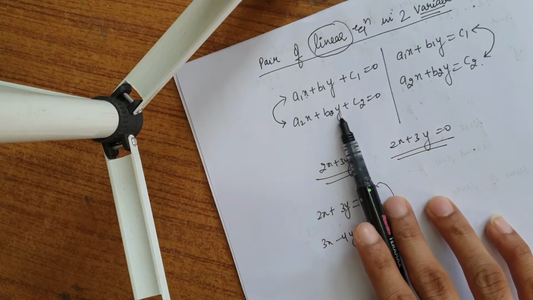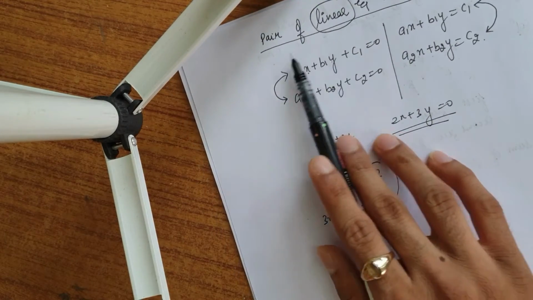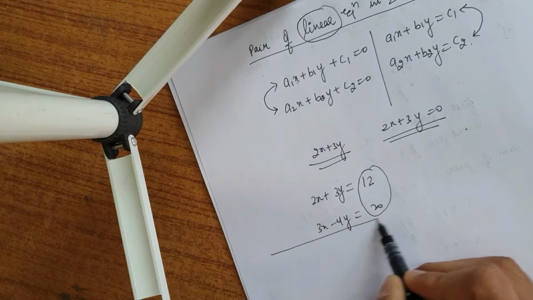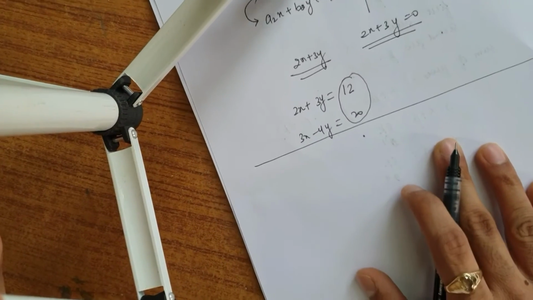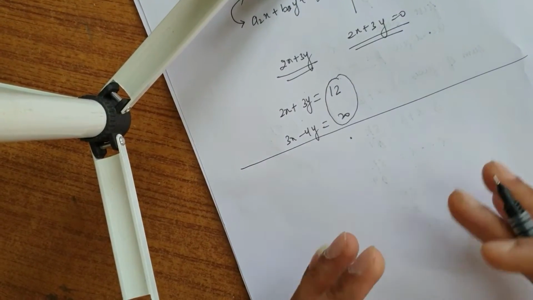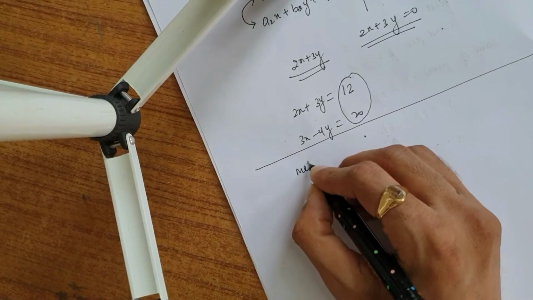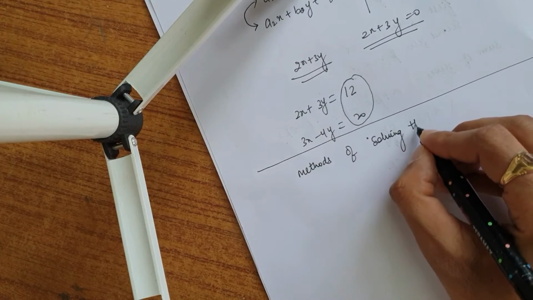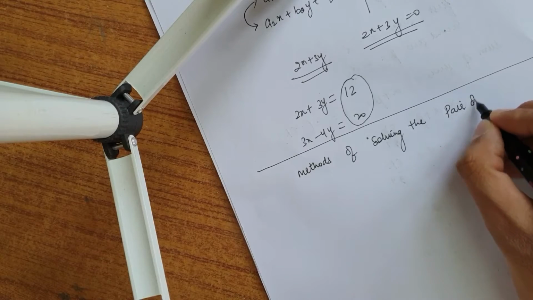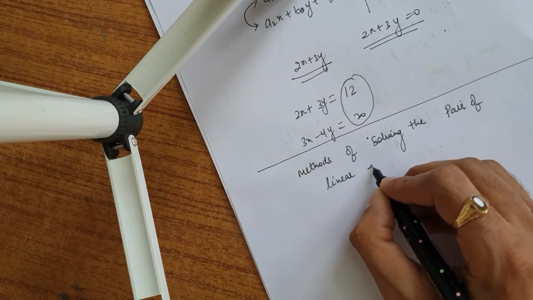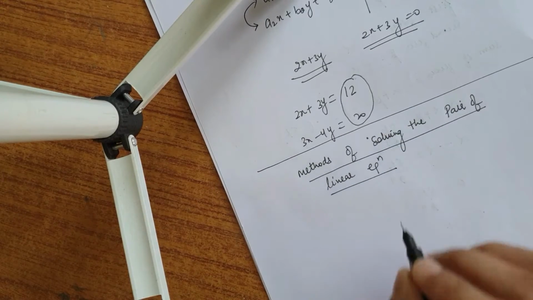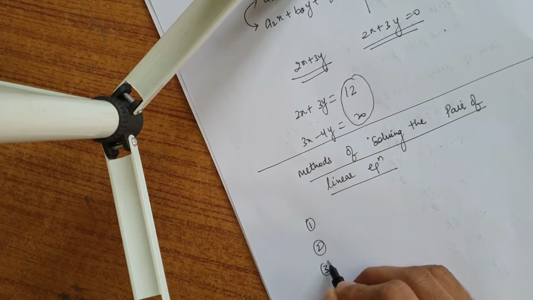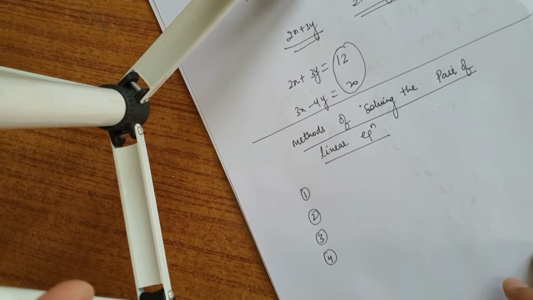What is the basic funda? What we will do here is solve the pair of equations and we'll get a solution. Generally, there are 4 methods of solving the pair of linear equations. So let me write that: methods of solving the pair of linear equations. So in all, children, there are 4 methods of solving the pair of linear equations. I am writing them one by one.